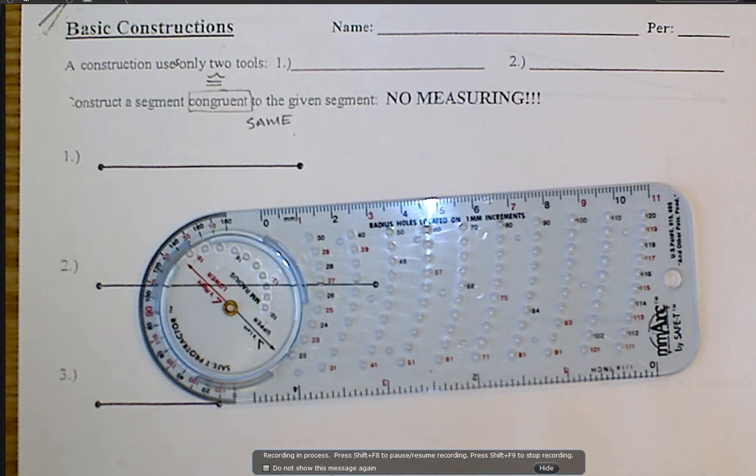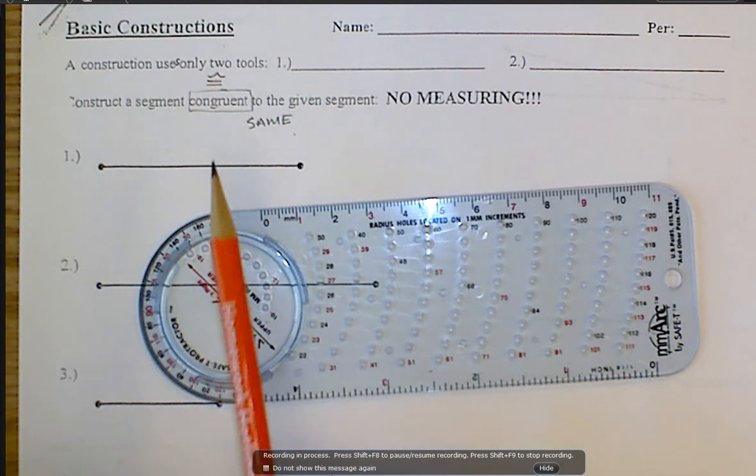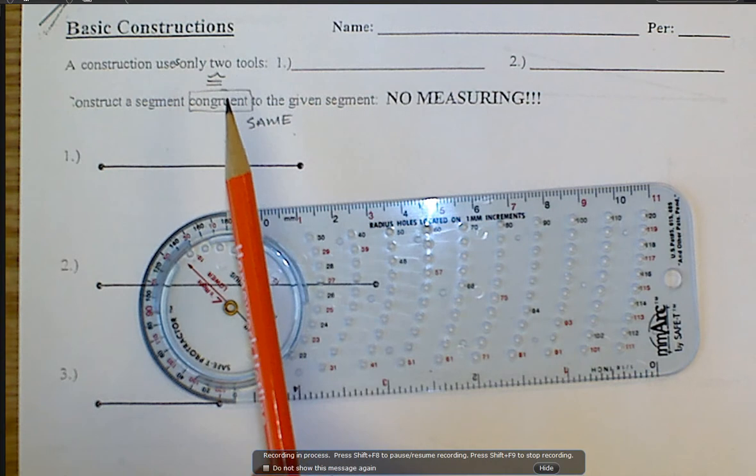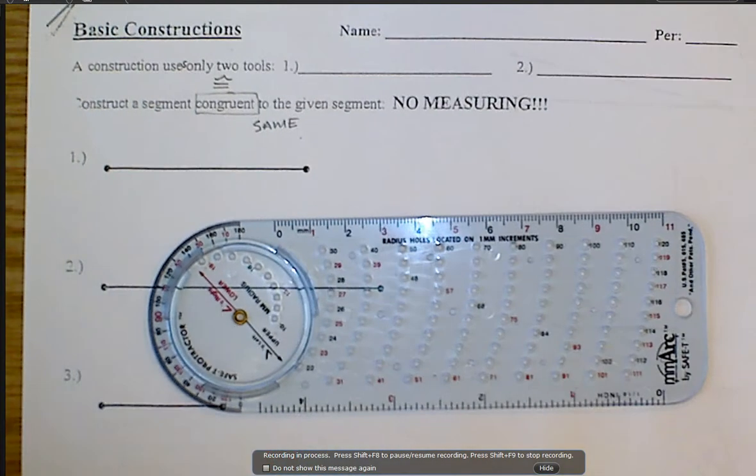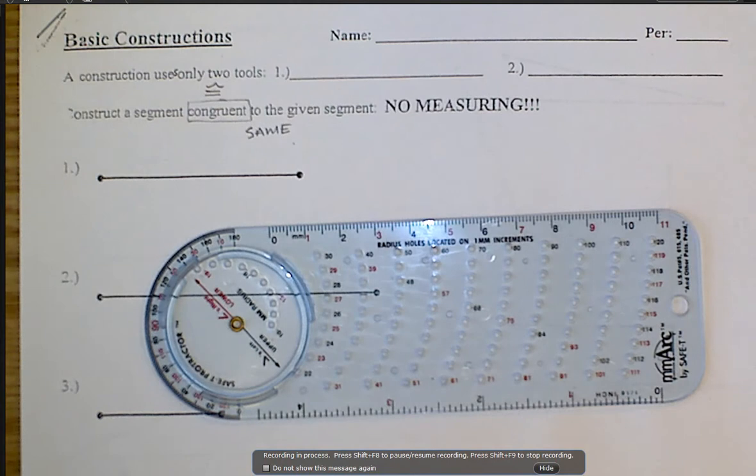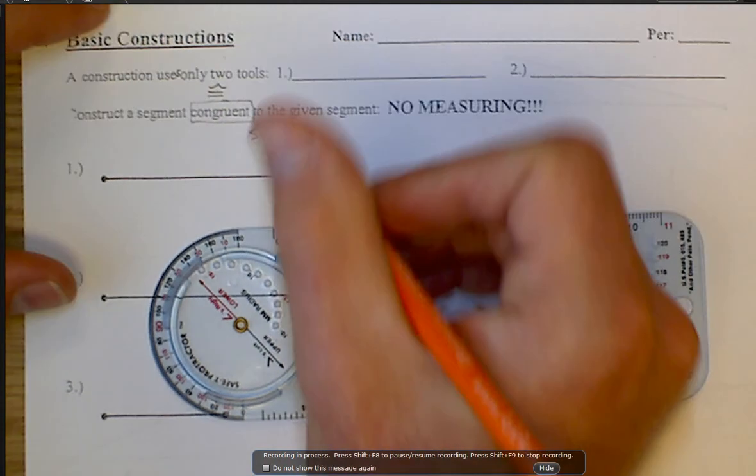The first thing we're going to construct is a segment. And you can see right here I kind of highlighted the word congruent. We talked about that yesterday in class. There's the symbol right above it. Congruent basically just means the same or equal to. Okay?